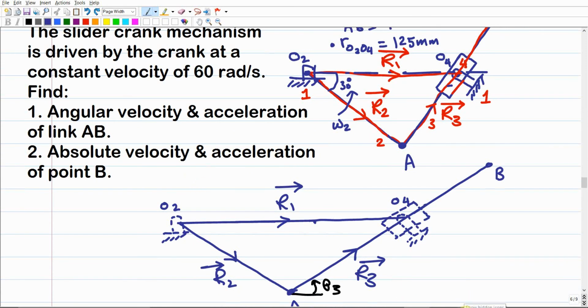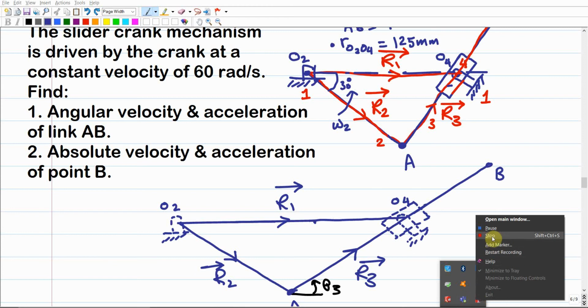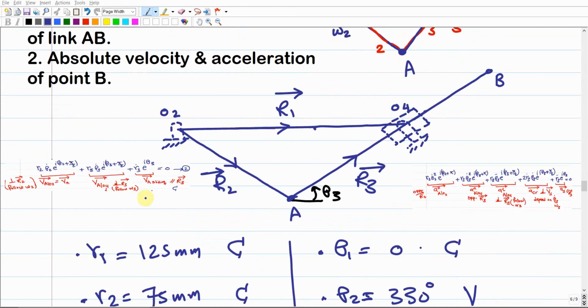Okay, so let me bring the equations that we got down there. I've brought these two equations. This is the loop equation for the velocity analysis, and this is the equation for the acceleration analysis. I know that it is a little bit small, I hope that you can see it, but I've brought this to discuss the directions of these different components of the velocity and the acceleration and represent them over this mechanism.